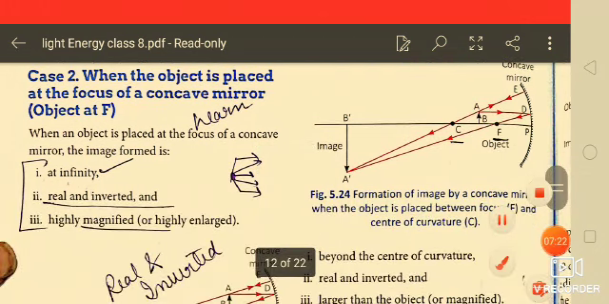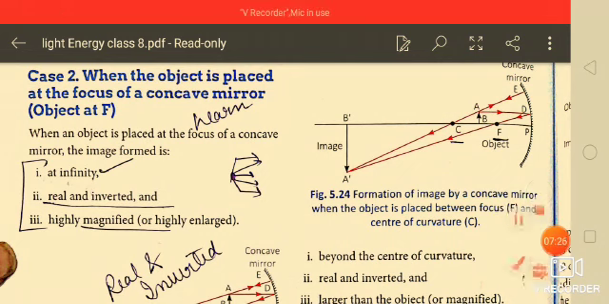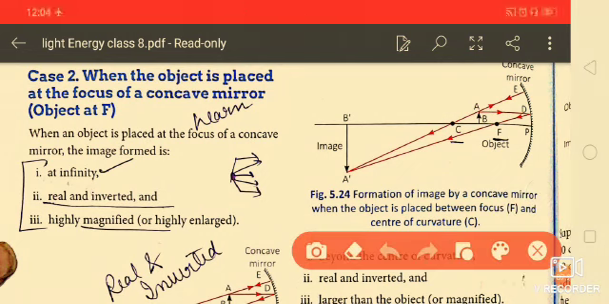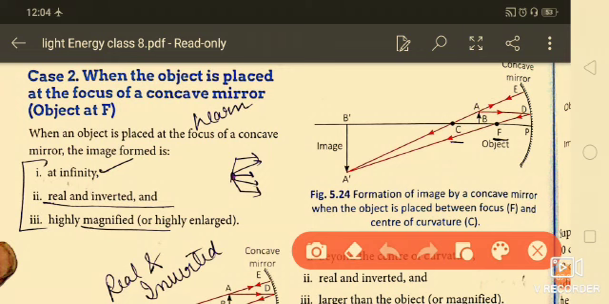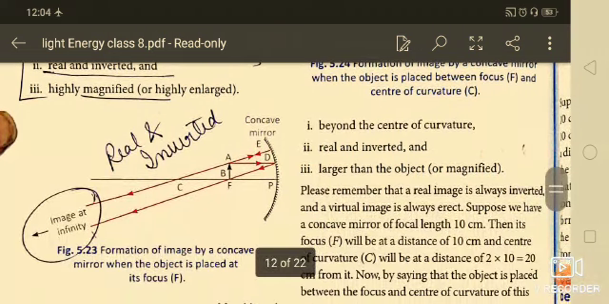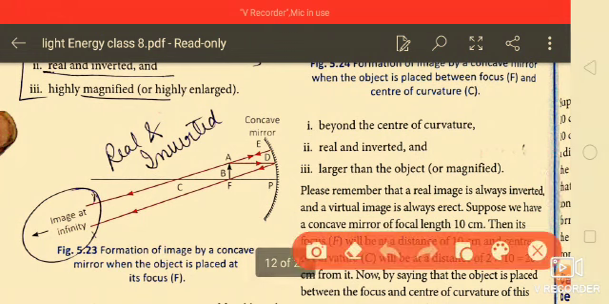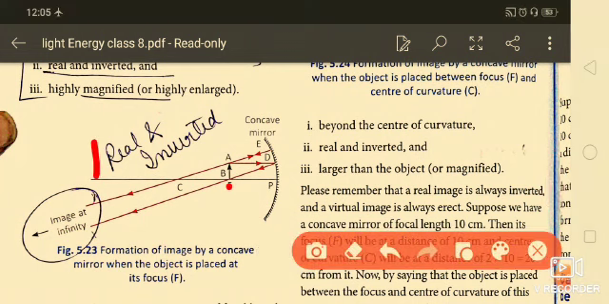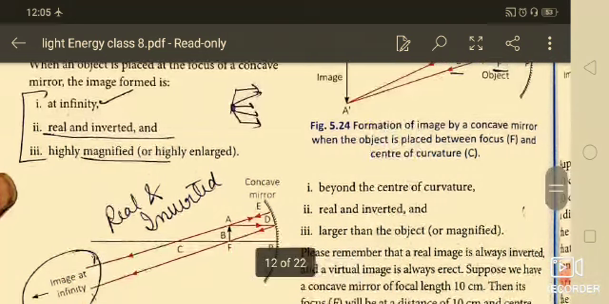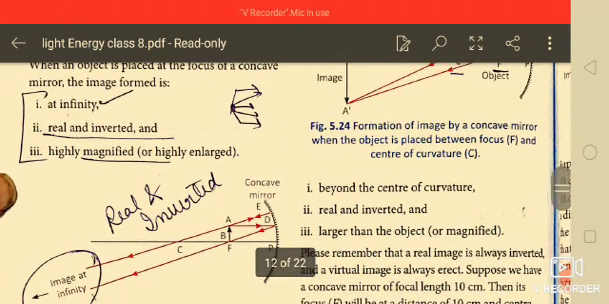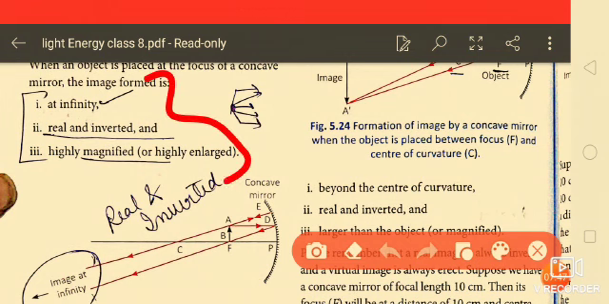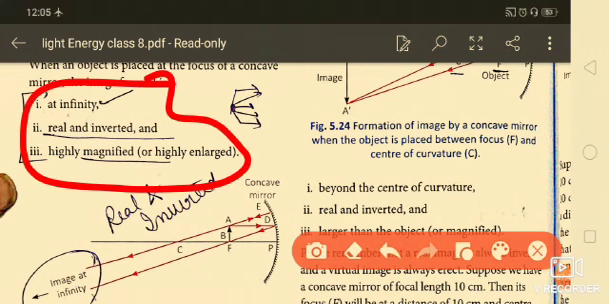Now case number 2, when the object is placed at the focus of the concave mirror, this is very important. When the object is placed at the focus, that means here you are seeing this one is the focus and the object is here, so you will find the image at infinity, okay. Now at infinity, the image will be real and inverted and highly magnified or highly enlarged, okay.